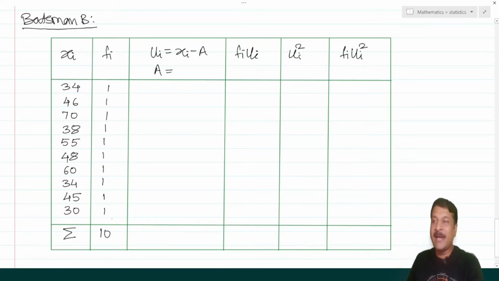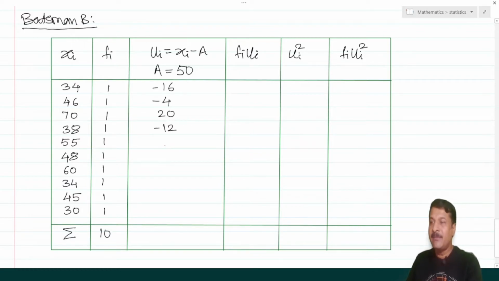Ui equal to xi minus a. So you consider randomly now, you know how to consider. So here you can consider 70, 60, 55, 40, 44, whatever you want, you will get the same answer there. So here 30 and 70, lowest 30 and highest 70, in between that if we consider it is maybe 50, but not necessary to consider 50, you can consider 30 also, 40 also, 50 also.